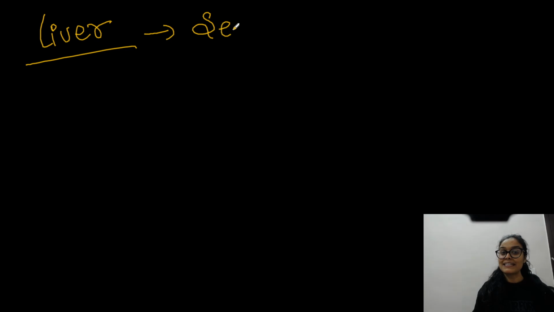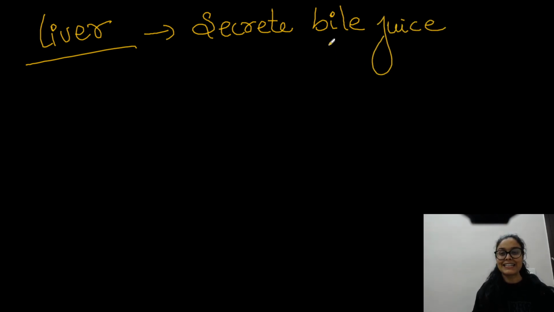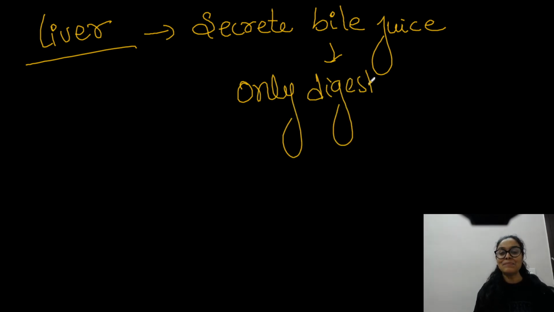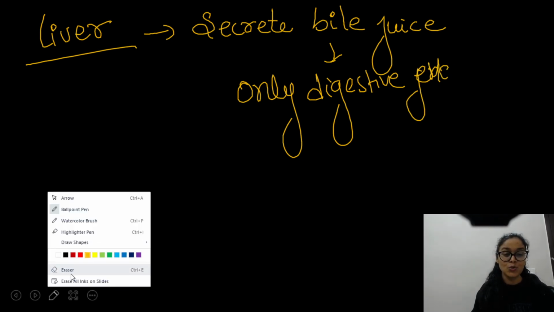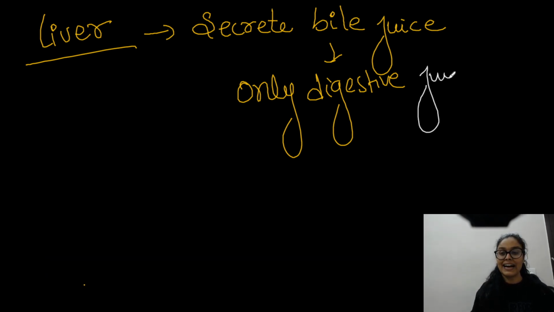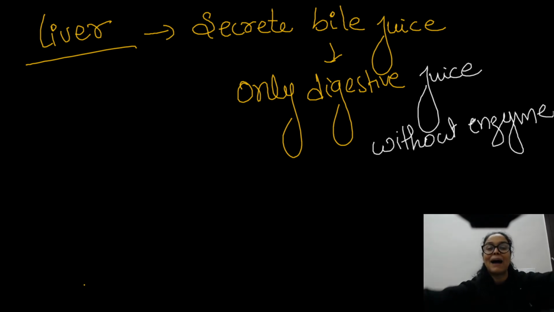And the last gland of digestion is the liver. But remember, the liver secretes bile juice, which is the only digestive juice without any enzyme. It doesn't have any enzyme. It contains bile pigments and bile salts.